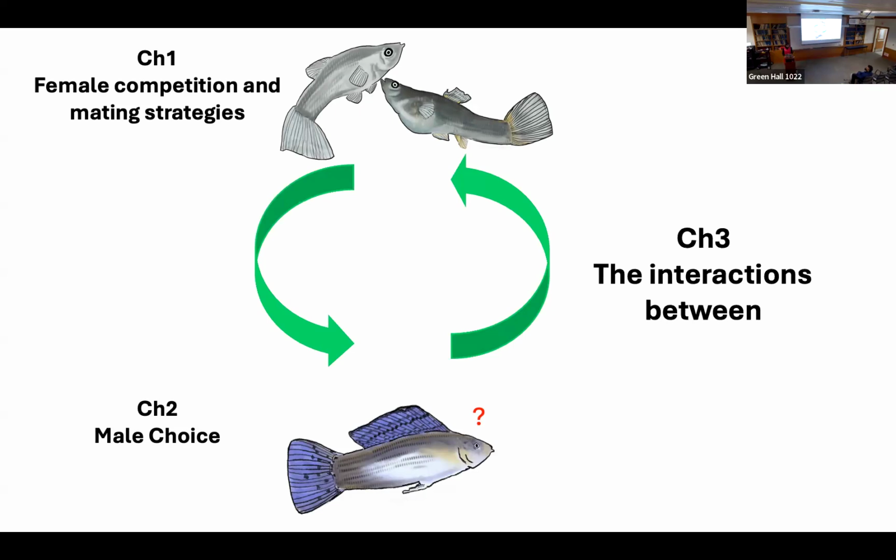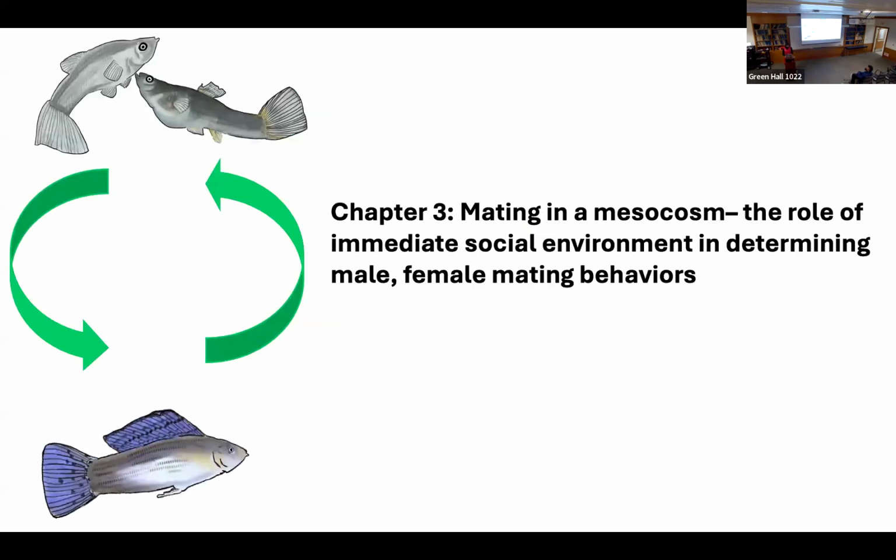And to do that, I'm hopefully going to do a little bit of a mesocosm experiment. I know it's technically not a mesocosm if there's no predation, but I'm calling it a mesocosm because I'm putting a bunch of fish in a big tank and seeing what they're going to do. And because I'm doing this mesocosm, I'll also be able to explore the role of the immediate social environment in determining male and female mating behaviors.